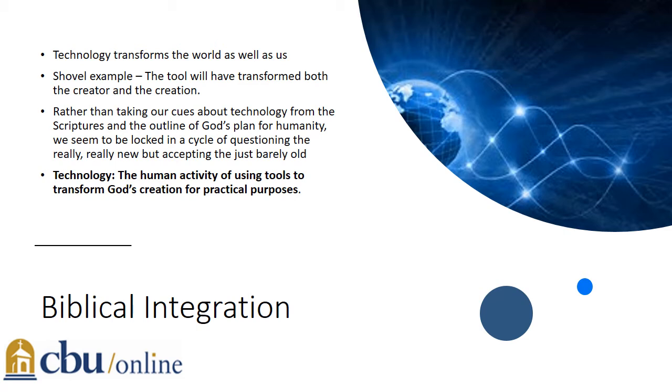From that, Dyer gives us this definition, which I really appreciate for technology: it's simply the human activity of using tools to transform God's creation for practical purposes. So as we think of technology as a tool, it really is, in the right light, as a Christian, a tool to transform God's creation for practical purposes.